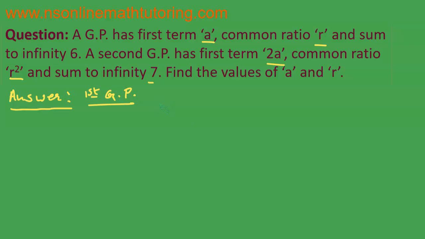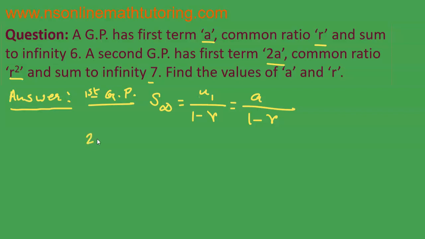Let me write S infinity equal to U1 over 1 minus R. So the first term is A. I had written A by mistake; it is U1 over 1 minus R, and now the value of U1 is A and R is the same. It is A over 1 minus R, okay.